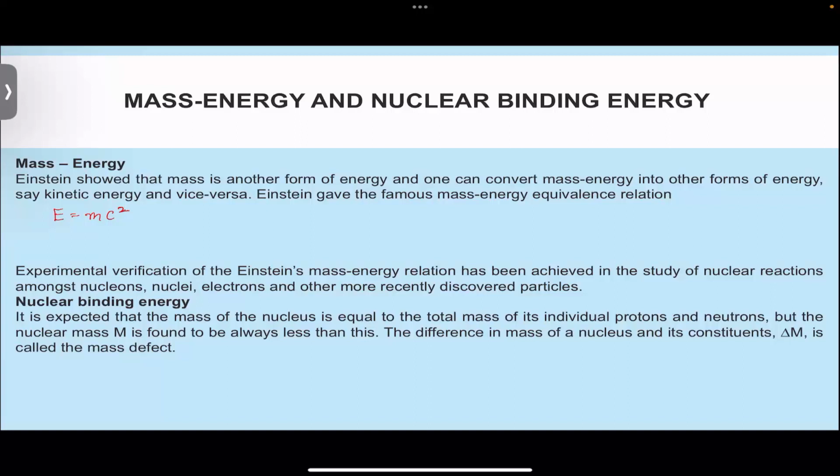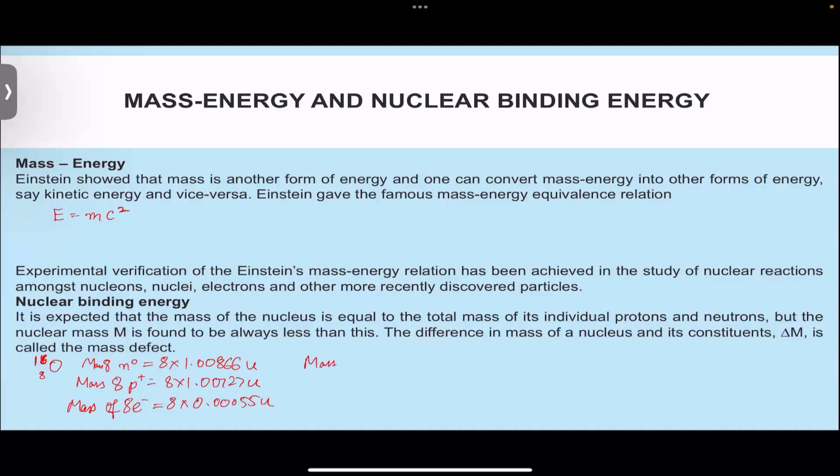So how did people come up with the mass defect? For example, consider oxygen, which has atomic mass number 16 and atomic number 8. The mass of 8 neutrons is 8 into 1.00866 U. The mass of 8 protons is 8 into 1.00727 U. And the mass of 8 electrons is 8 into 0.00055 U.